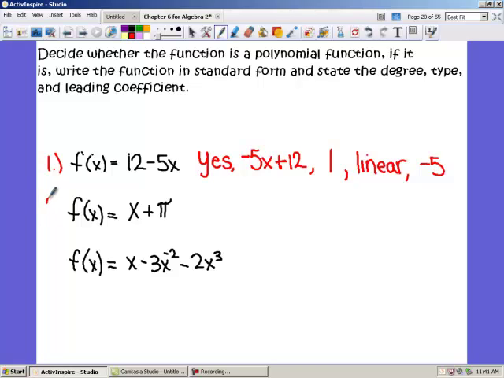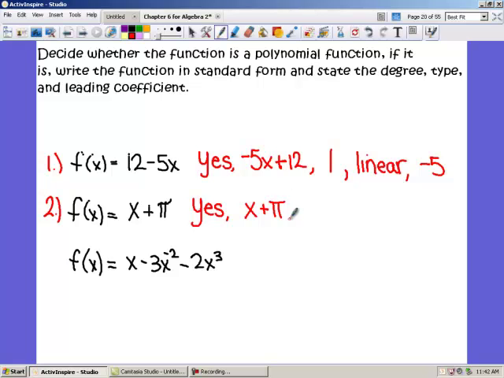All right, number 2, we have f of x equals x plus pi. Now, even though the symbol pi is there, remember that pi is a very long decimal number. The reason mathematicians put this symbol there is because it makes it easier for us to write in an equation. So we still have mx plus b. Even though our b is in a different symbol, it's still a very long number. So this is a polynomial function. And again, this is in the incorrect form, so we're just going to rewrite it.